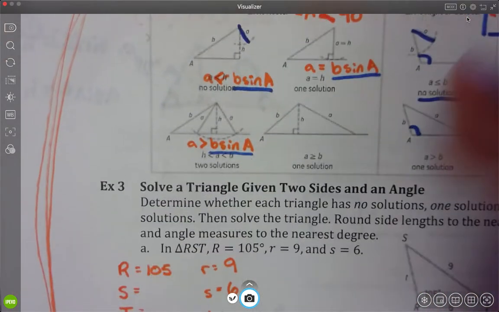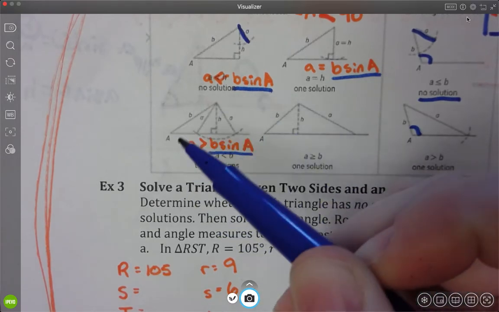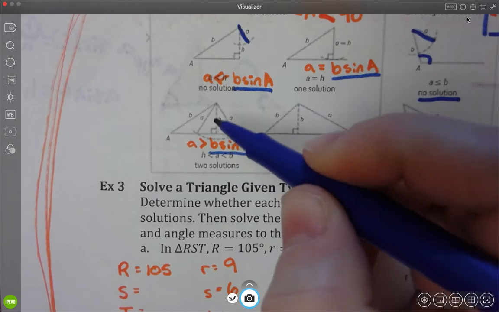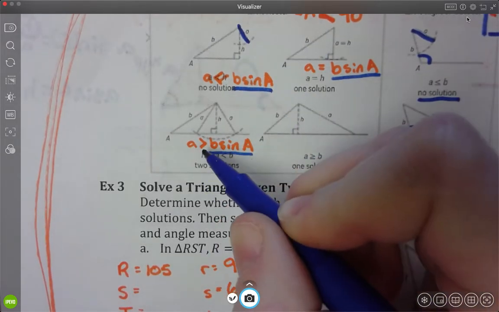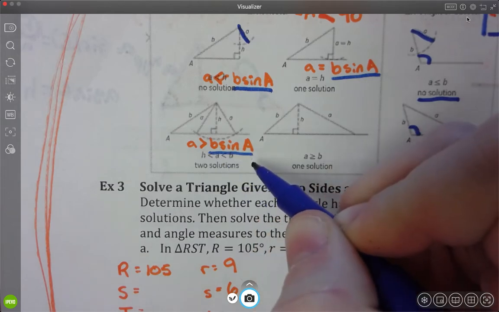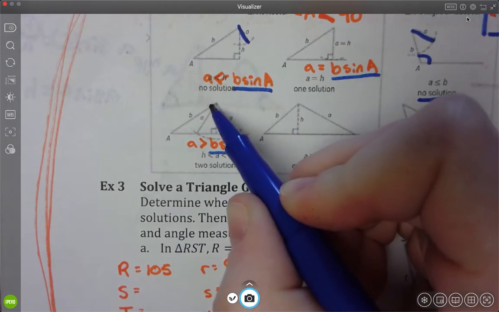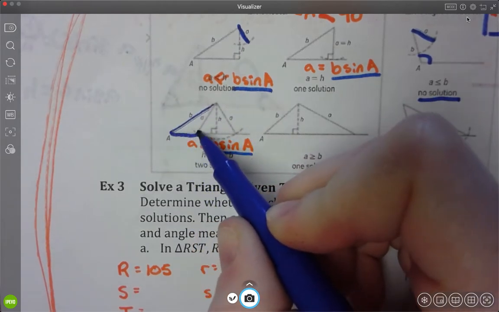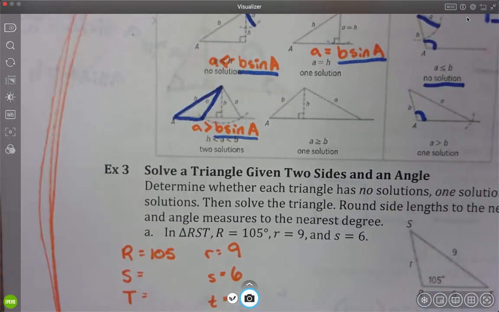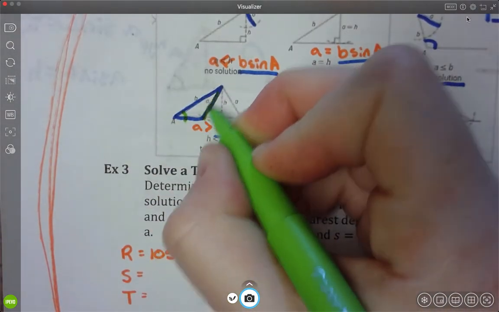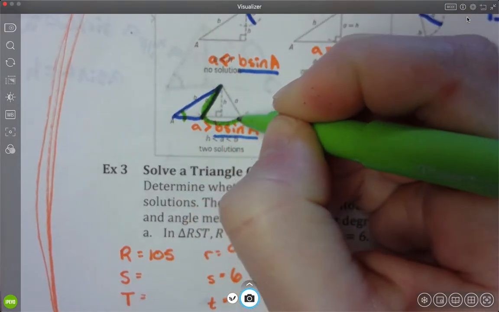And then you could have the scenario where there are two solutions. We get two solutions when A is greater than B times sine of A. What's happening there is I could end up with the solution where this is my triangle, and notice this is angle A and this is side A right here. But then what I could do instead is swing that side A over here.